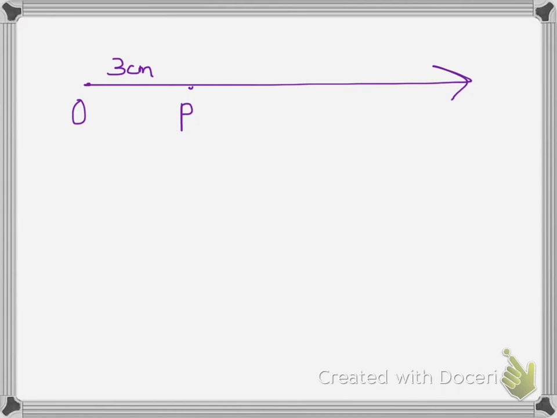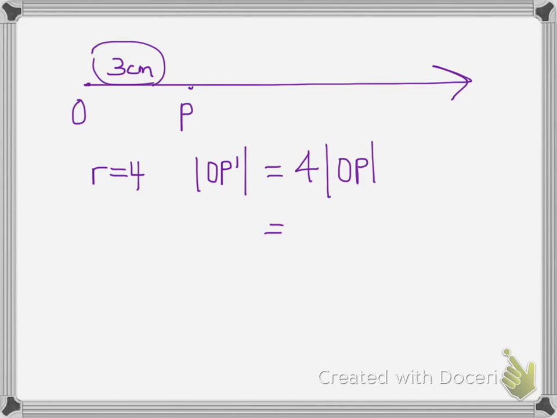If I have a scale factor of 4, r equals 4, what would be the length of OP prime? So OP prime would have to equal the scale factor 4 times the length of OP. Okay, so I know that the length of OP is 3 centimeters. So this would be 4 times 3 centimeters, just substituting for the length of OP. So OP prime would be 12 centimeters.